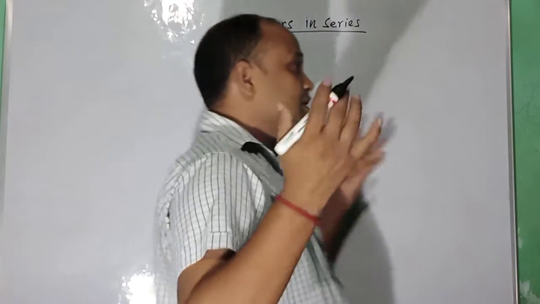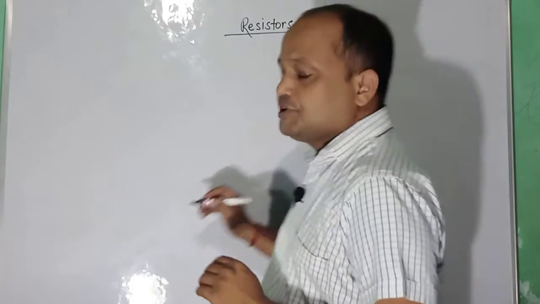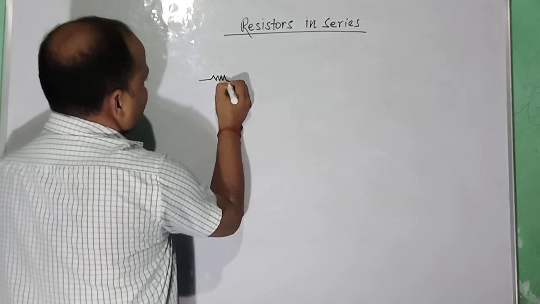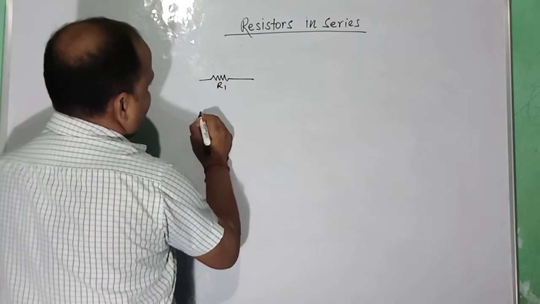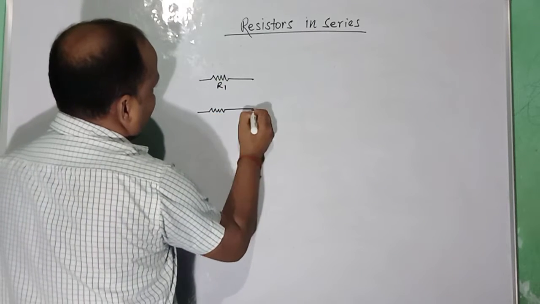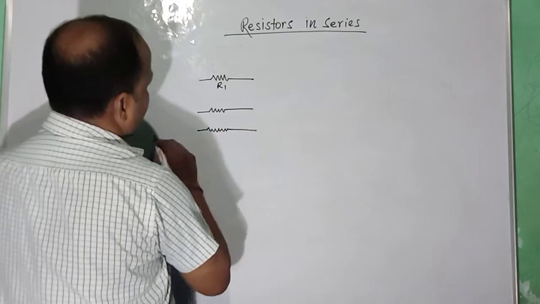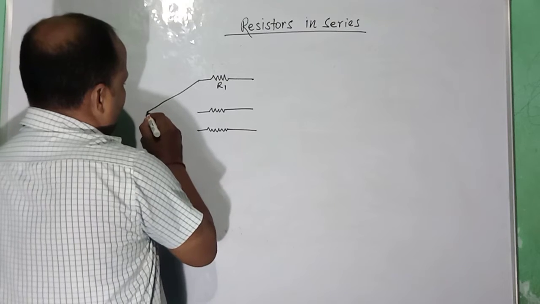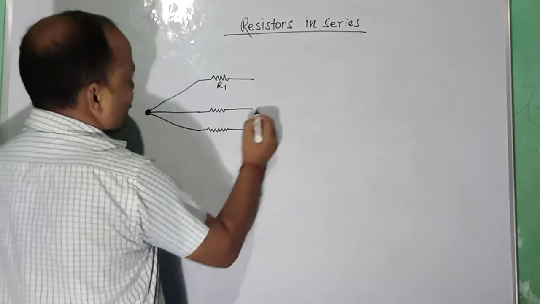So what is the combination of resistances in parallel? Suppose there are three resistances. Let us take three resistances. This is R1, R2, R3. Connect all these resistances between two common points.